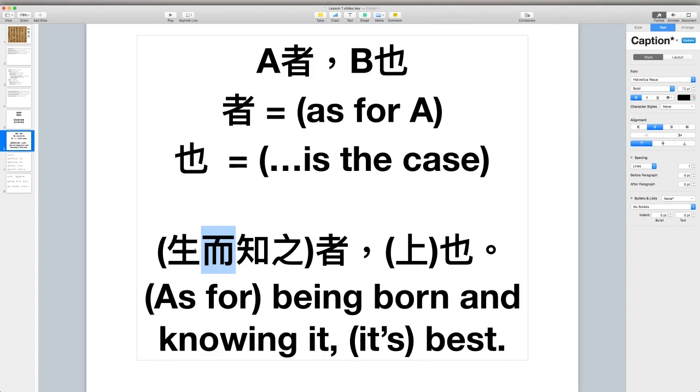We'll get exposed to a lot of different types of coordination, but a lot of times you have to figure out what it is from context. In this case, this is to be born, right? Shēng. And this is to know, right? So we can translate it as to be born and to know, or to know as a result of being born, something like that. So the verbs are coordinated in some way.